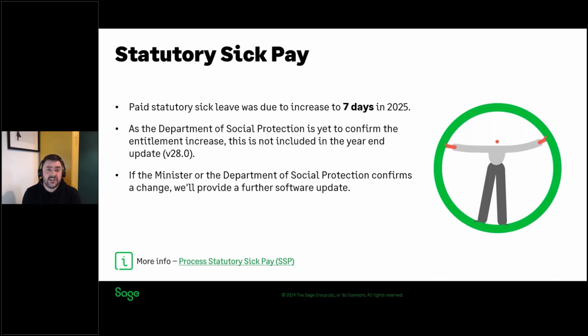Now, if and when the Minister or the DSP announce confirmation of that change, we will update your software. We'll provide a further update, which will then allow you to use up to 7 SSP days in a year. But if you want a reminder of how to process statutory sick pay, if you don't already have a company sick pay scheme that meets those requirements, you can find more information by following the link.